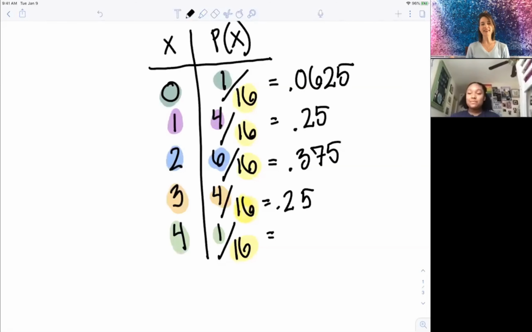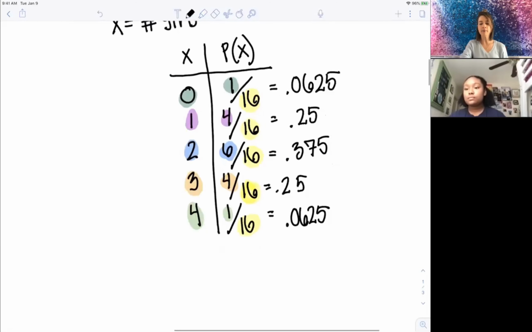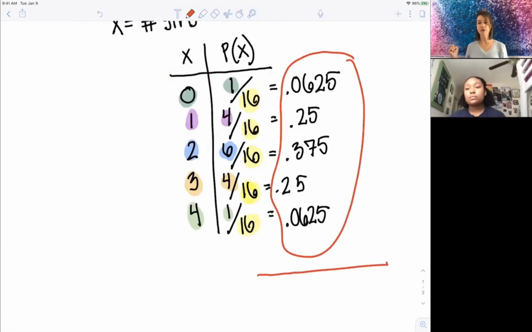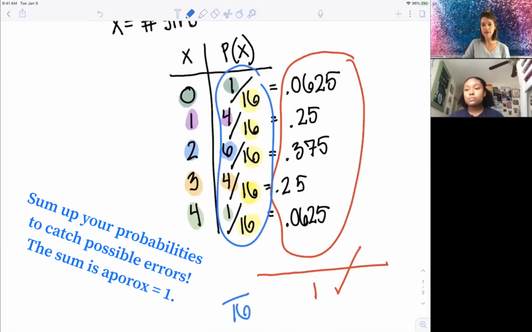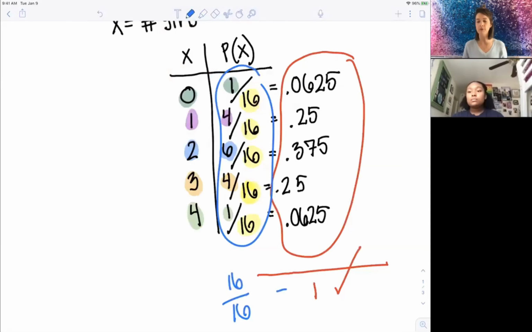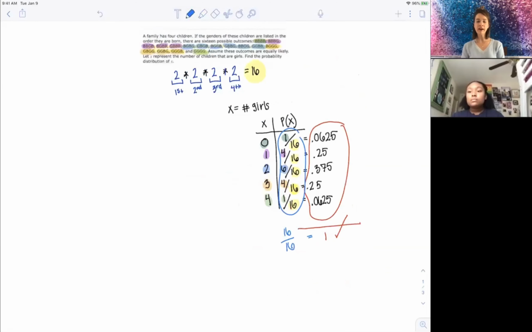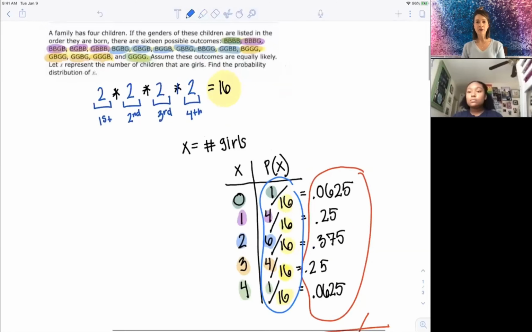Okay, let's see. Oh, 1 out of 16. What does that come out to? 0.0625. Okay, and then we always remember to total up our probabilities. So when we add all these up, what should they always come out to? 1, because the probability has to be 100%, right? And if we had added it up in fraction form, notice that out of 16, we would have had 1 plus 4, which is 5, plus 6 is 11, plus 4 is 15, plus another 1. So 16 out of 16, which also is equal to 1. So we would have been able to check our work, and we would have known that we rocked it.